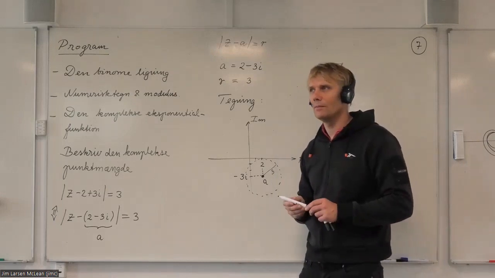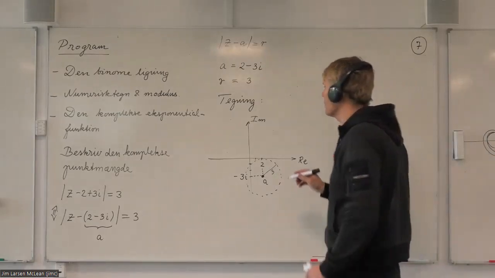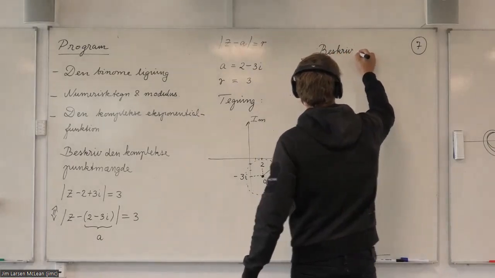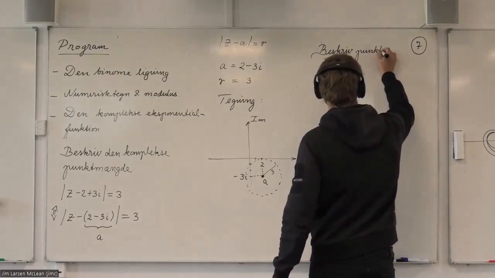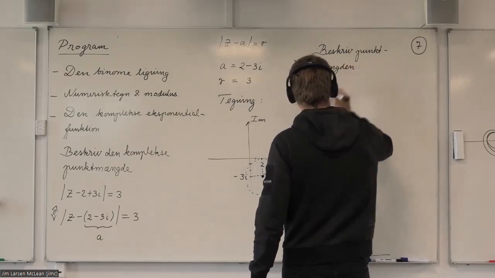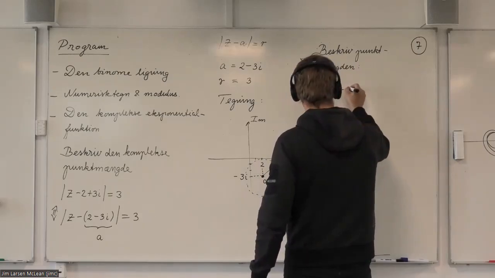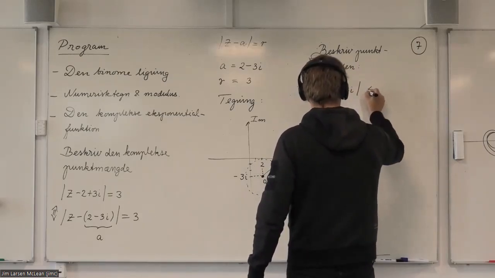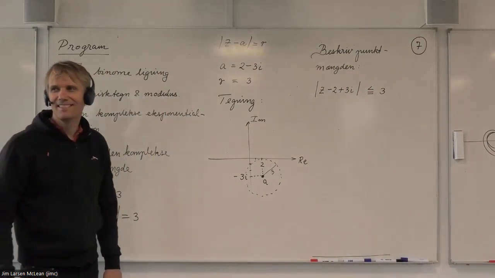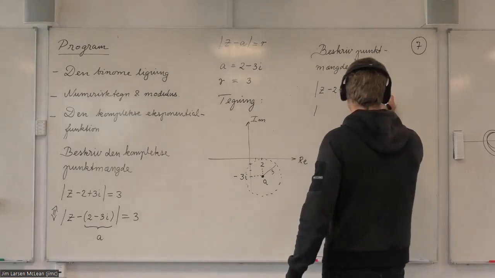Can I expand on that example? So what happens if I write it like this? The set of points where the modulus of z minus 2 plus 3i is less than or equal to 3. What's that now? All the sets of complex numbers are listed here.